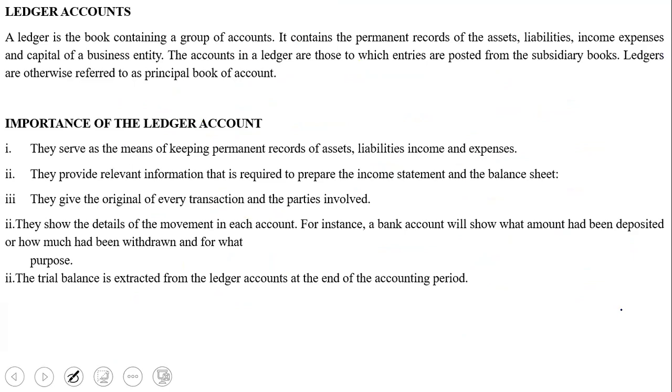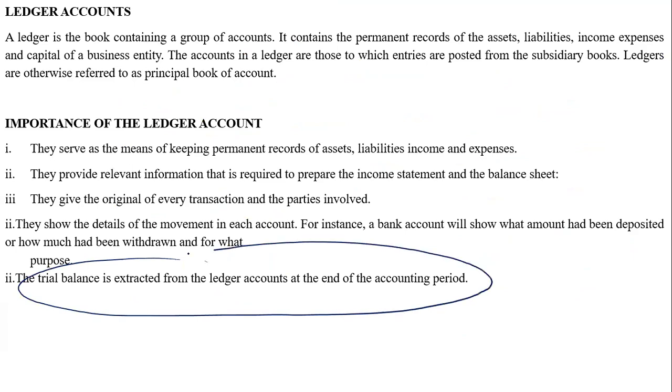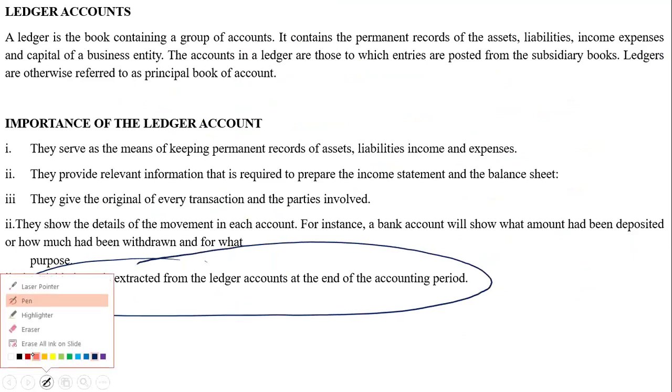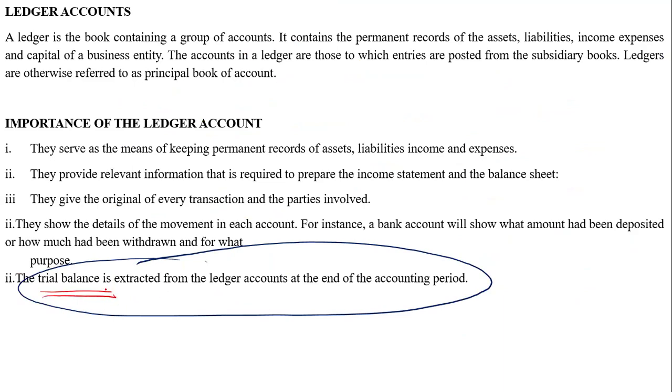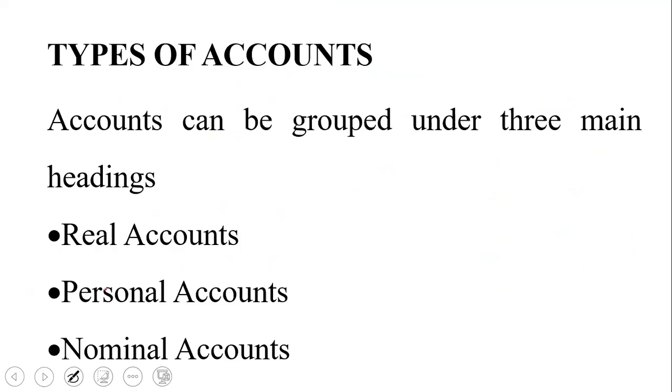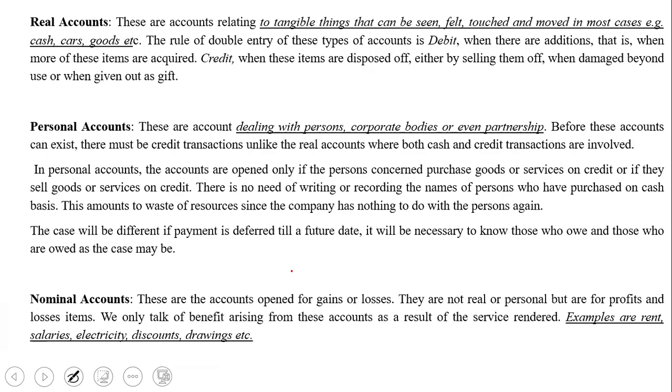And note very well, a ledger is maintained for individual accounts from which we are able to derive all balances, and then we'll be able to prepare what we call a trial balance. When we talk about ledger, the types of account are the real account, the personal account, and the nominal account. These three main accounts guide the way we prepare records.